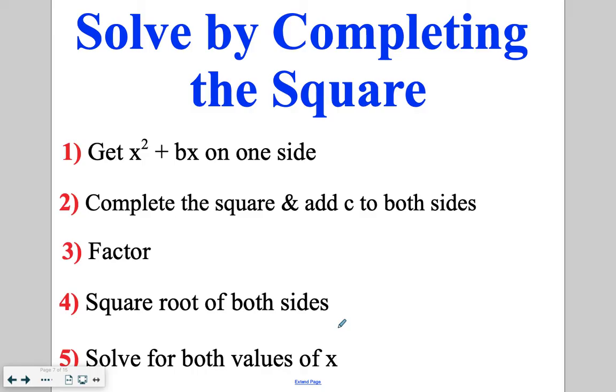Now, in order to use this to actually solve the problem, you're going to make sure that the x's are on one side of the equation. So the x squared and the bx are on one side, and that c value is off on the other side. You're going to complete the square and add that value to both sides of your equation. Then you're going to factor, square root, and solve both cases for x.